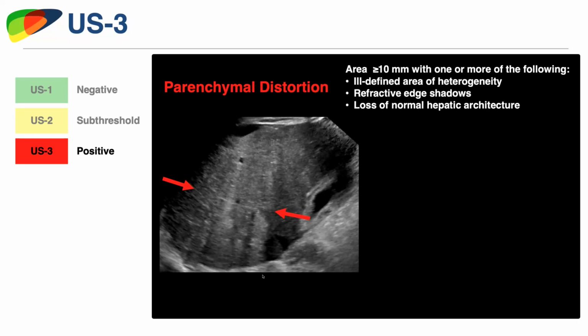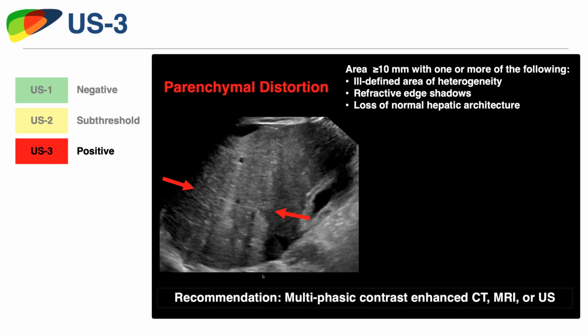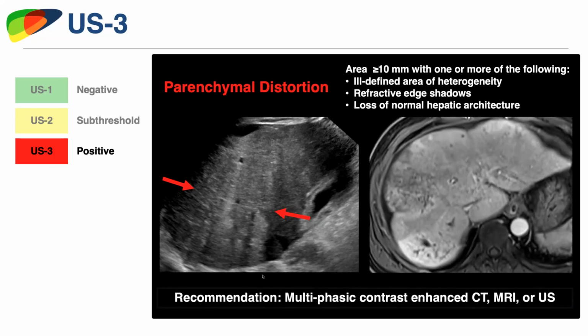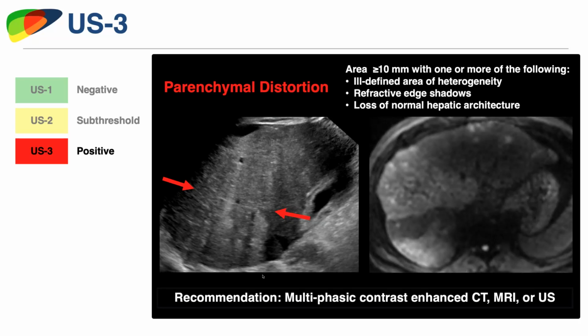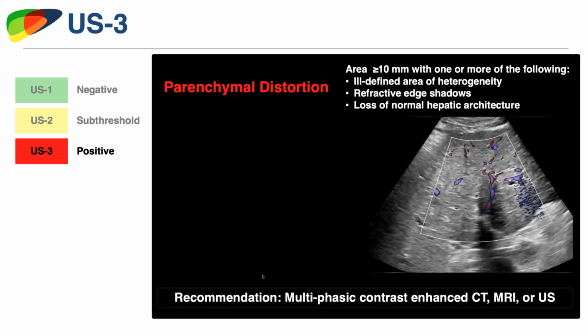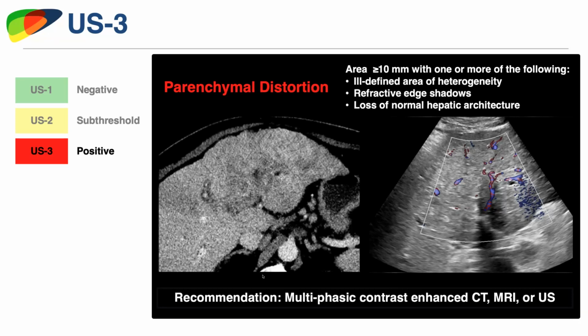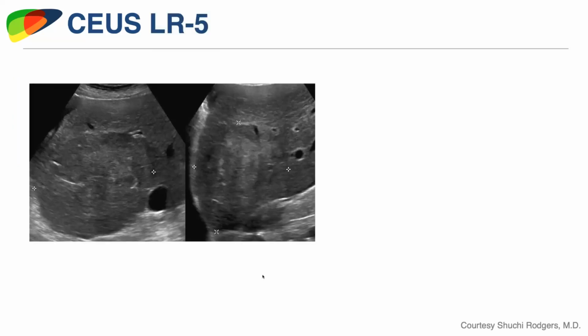Another ultrasound LR3 positive observation is parenchymal distortion, here as a geographic area with indistinct heterogeneous parenchyma with this refractive shadowing artifact, again going on to contrast-enhanced ultrasound, confirmed by MRI in this case to be infiltrative HCC. Another case on ultrasound of parenchymal distortion of the vessels, confirmed to be infiltrative HCC with tumor in vein on this CT. But again, we can do same-day contrast-enhanced ultrasound.